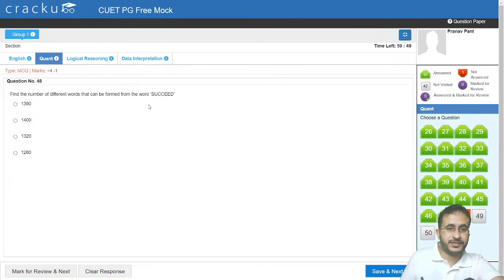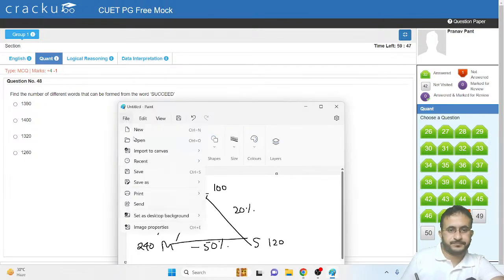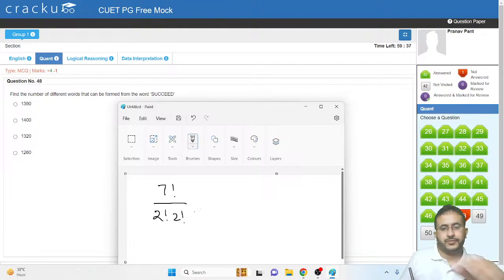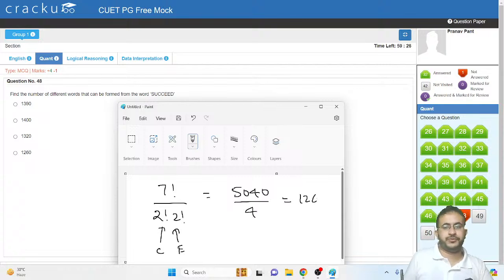Number of different words from SUCCEED. Succeed से बनाने 1 2 3 4 5 6 7, 7 factorial ways. Right. Then C repeats 2 times and E repeats 2 times. C and E. 5040 by 4 you get 1260.